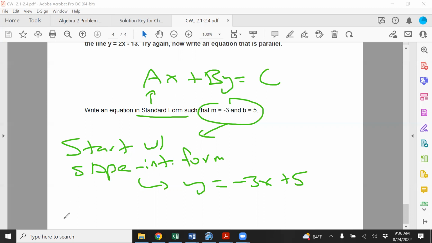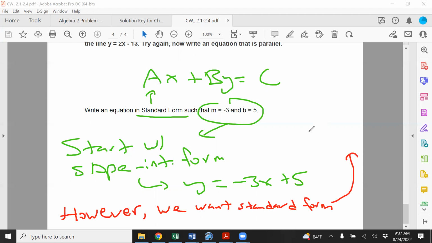However, now this is where, in the fine print, I want standard form. So you're going to have 3x plus y equals 5. Because you have to get x on the left side, so that's it. So 3x plus y.